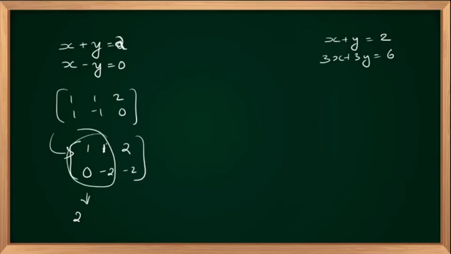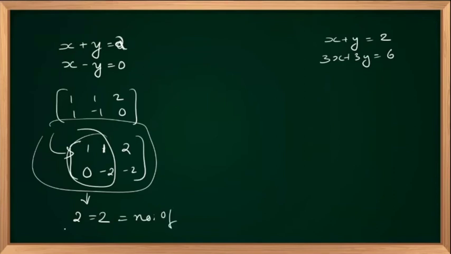Coefficient matrix is this one, and augmented matrix is this one. Both ranks are 2, and that is equal to the number of variables, right? That is equal to the number of variables, which means I'll have a unique solution. What it means pictorially, let us see what the lines actually are.